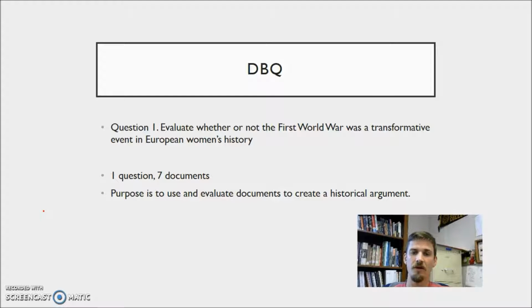It says, in this one, evaluate whether or not the First World War was a transformative event in European women's history. Okay, so you have one question, and along with that question, you're going to get 7 documents. Really, the whole purpose of this type of question is to get you to use the different documents that they supply to you in order to create the argument. So this isn't really so much about your complete memorization of historical events, but rather your ability to pick and choose documents, understand the nuances within the document, so you can create historical argumentation in a short period of time. Okay, so those are the 3 different types of essays you're going to be writing.